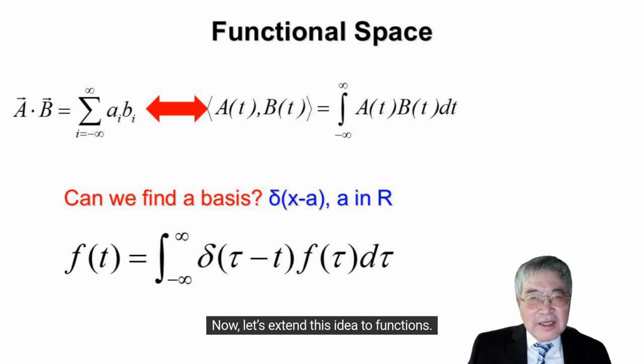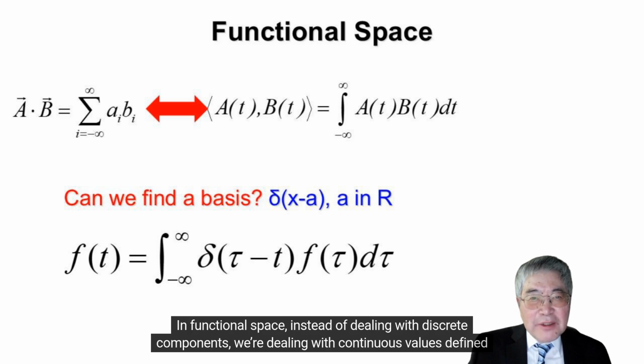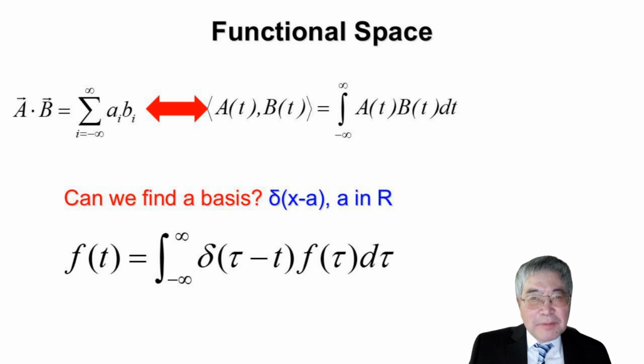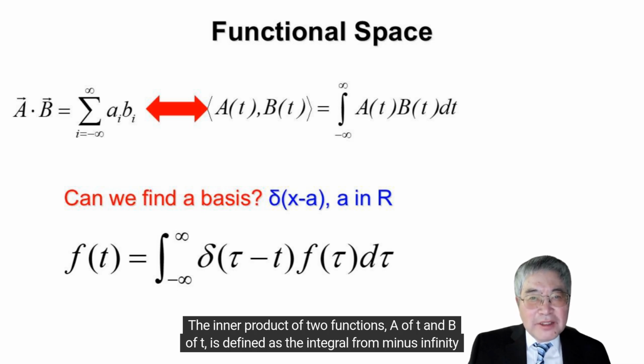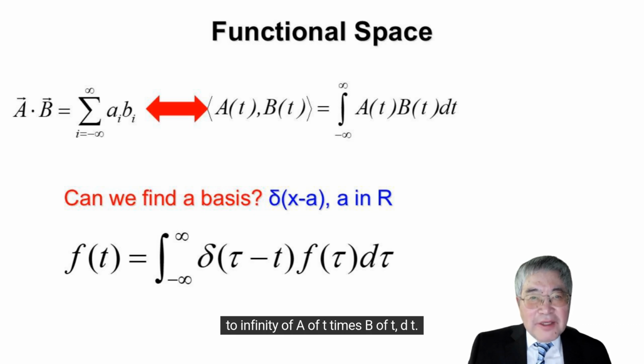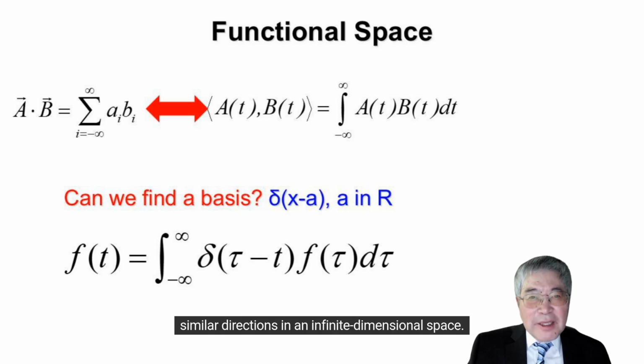Now let's extend this idea to functions. In functional space, instead of dealing with discrete components, we're dealing with continuous values defined over time or space. So instead of a summation, we use an integral. The inner product of two functions, a of t and b of t, is defined as the integral from minus infinity to infinity of a of t times b of t dt. That's our functional equivalent of the vector dot product. The interpretation is exactly the same. We're measuring how much two signals align, whether they point in similar directions in an infinite dimensional space.